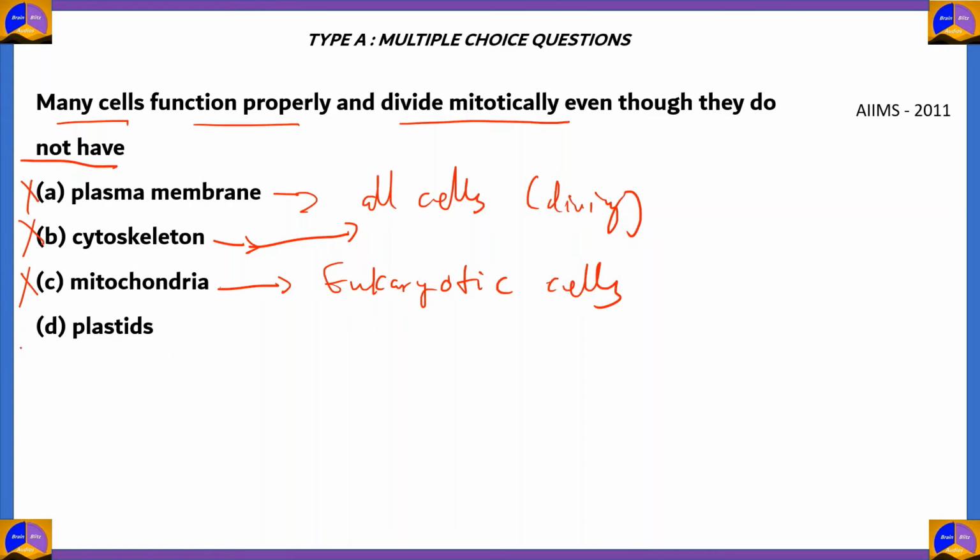The right answer is option D, plastids. These are found only in plants. They're not found in animals, but still, animals are able to undergo mitosis, even though they do not have plastids. So option D is the right option.